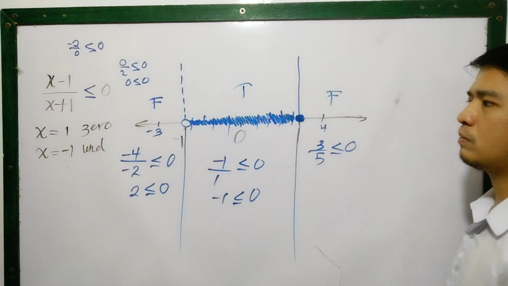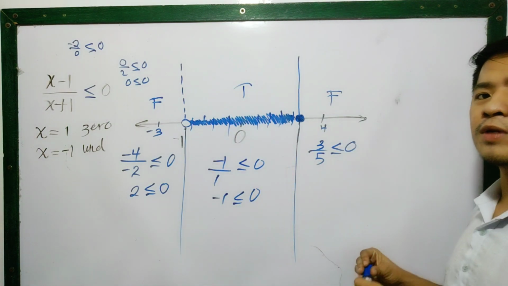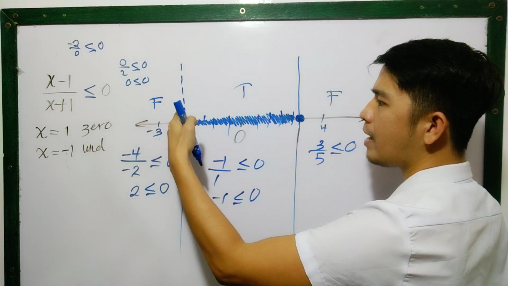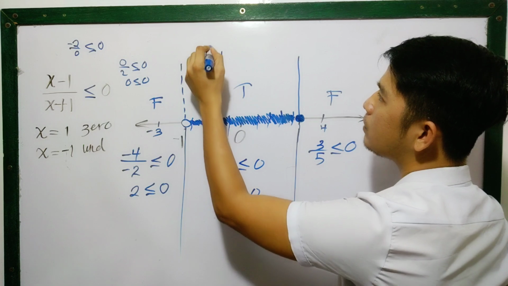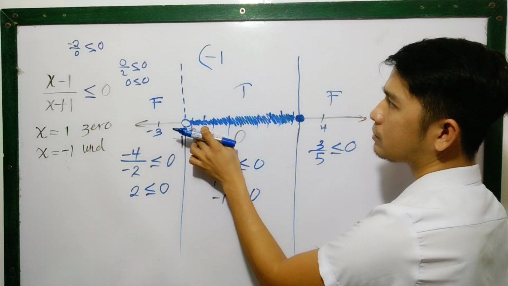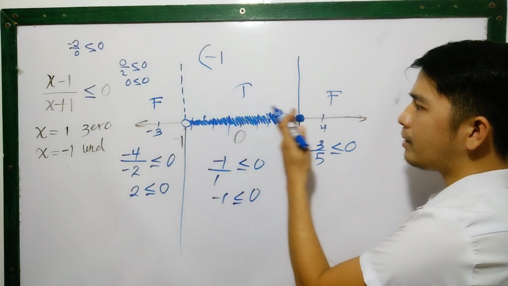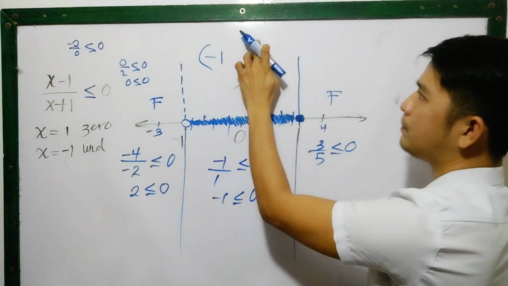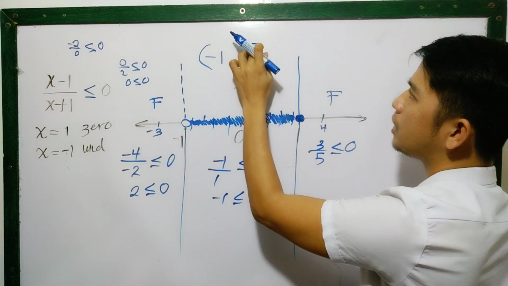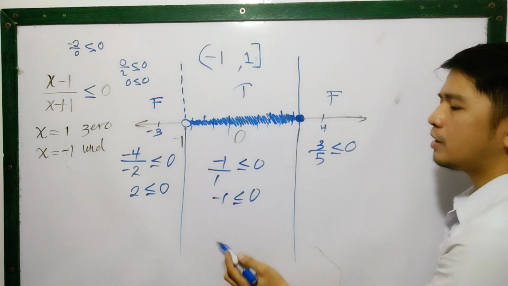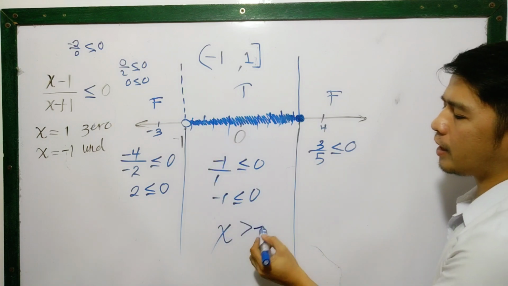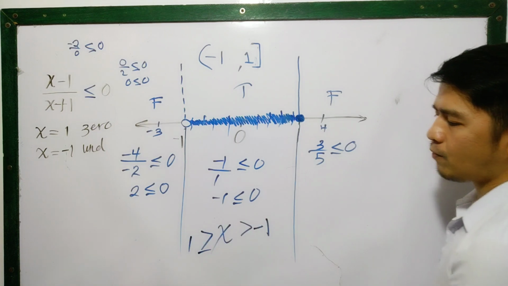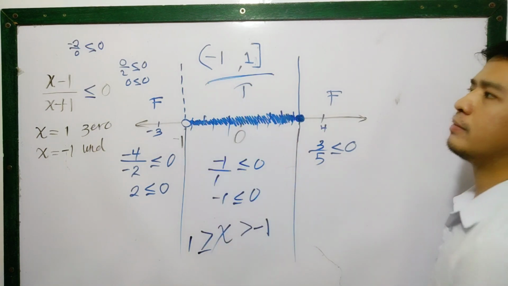Only this one is true. So, how will you express your answer using interval notation? From left to right, from the left, start here at negative 1. But negative 1 is not included. Going to positive 1. But positive 1 is included this time, because it is shaded. So, this is our answer. The values of x are greater than negative 1 but less than or equal to positive 1. So, in interval notation, it looks like this.